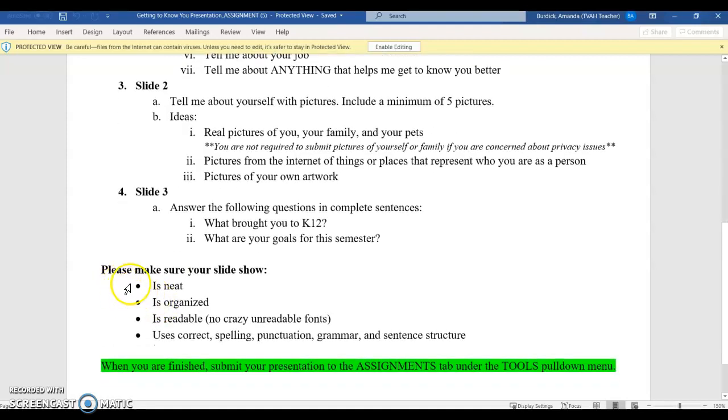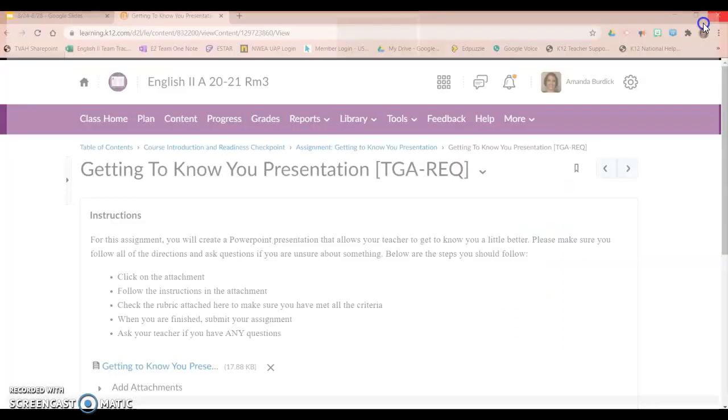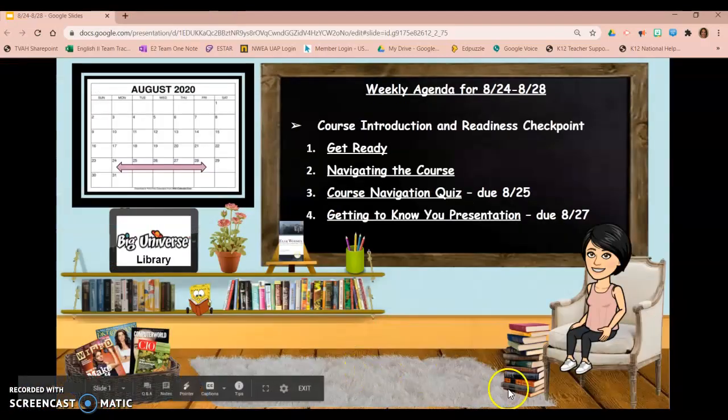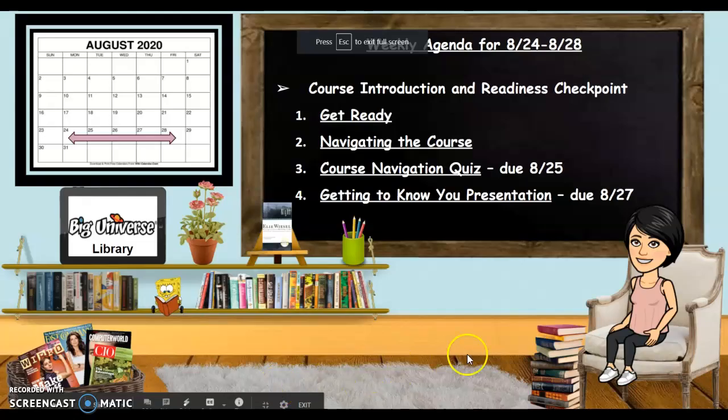Please make sure that your slideshow is neat, organized, and I can read it, no crazy unreadable fonts, and that you use correct spelling, punctuation, grammar, and sentence structure. If you are curious what this looks like, I did include a sample presentation for you within the OLS, and so you can access it there.